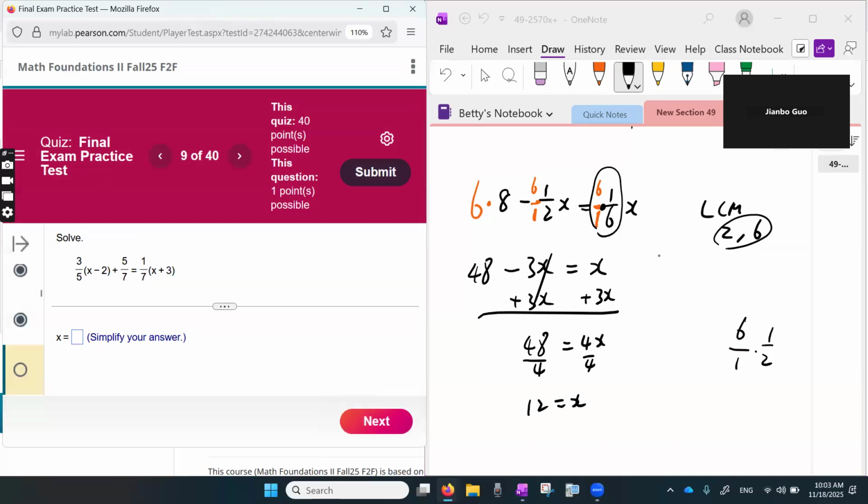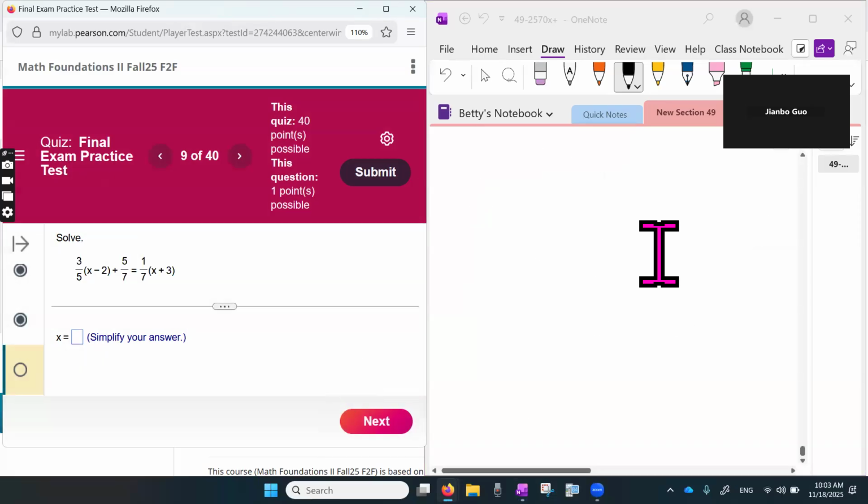All right, this one is a little more complicated with parentheses and denominators. As we can see, the denominators 5 and 7. LCM is 35. I hope you remember that. 5 and 7 are co-prime. When the two numbers are co-prime, the LCM of the two numbers is the multiplication, 35.